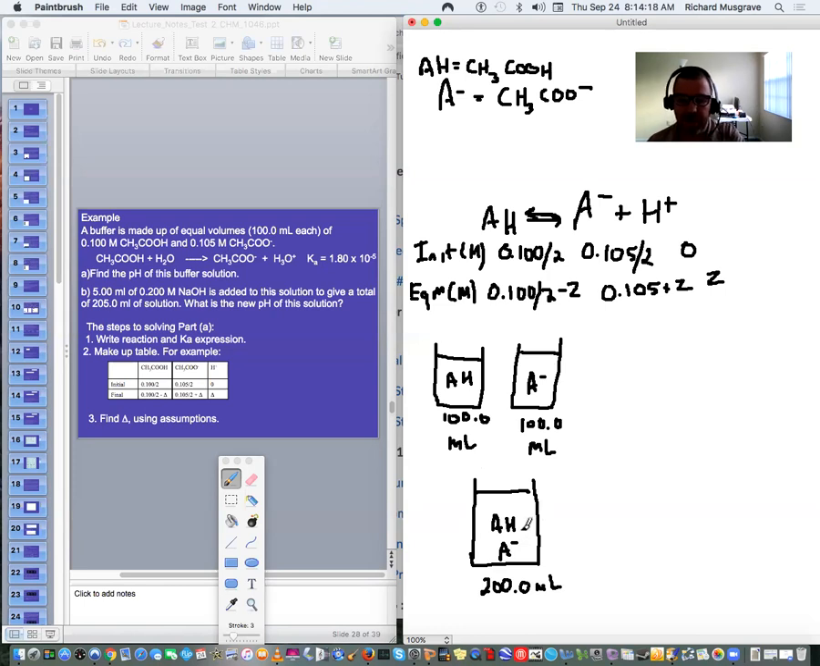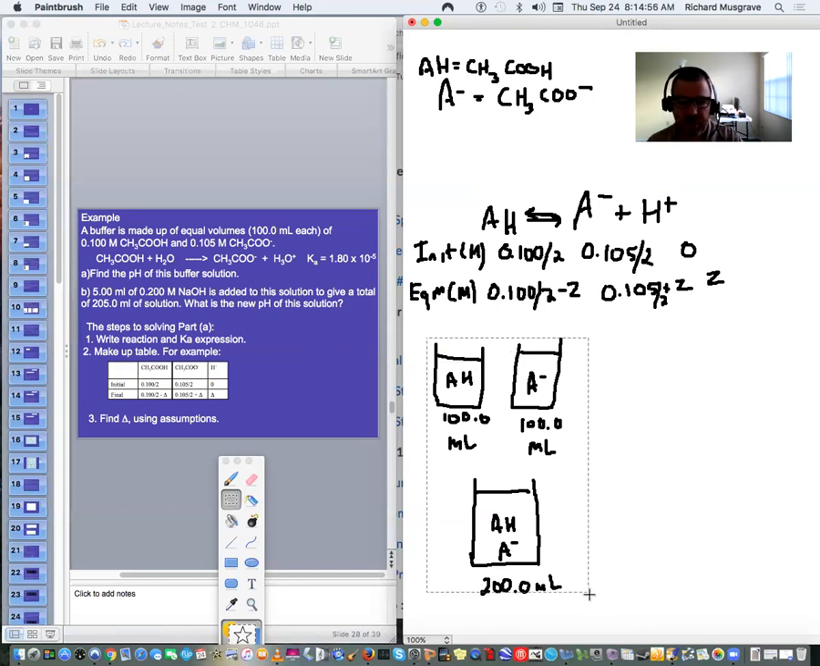Now, because of that, you'll see that for each of these, they've been diluted to double the volume that they were previously, which halves the concentration. Hence, divided by 2 here for each of these concentrations. Actually, let me make that 0.105 divided by 2 as well. Does anybody have any questions about where the divided by 2 comes into play here? Okay.